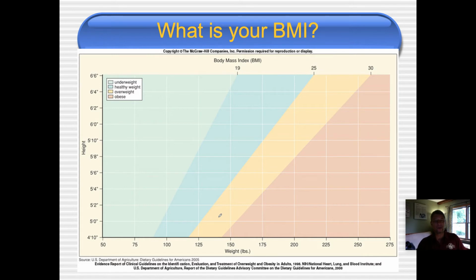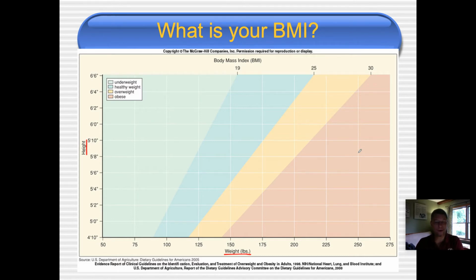Now, if you look at the graph that's shown on the screen right now, this is a BMI chart. You can see weight is given on the x-axis here, and height in feet and inches is given on the y-axis in this case. If you look carefully, you can see this area in here is underweight. The blue area here is healthy weight. The yellow is overweight, and the pink-ish is obese.